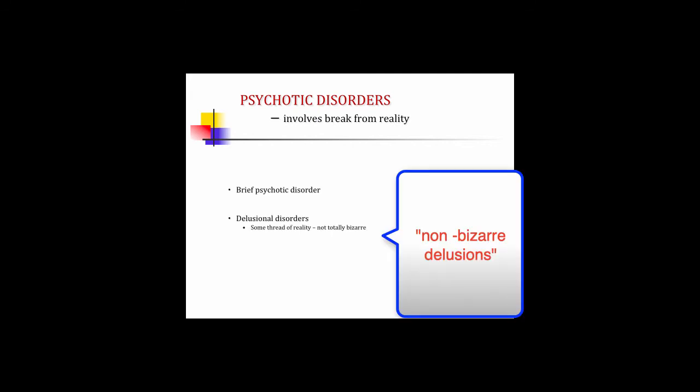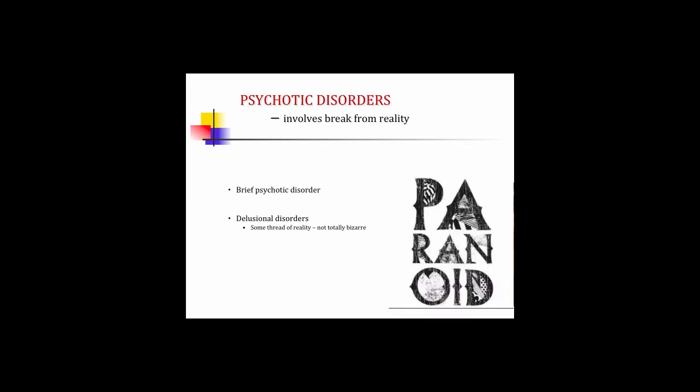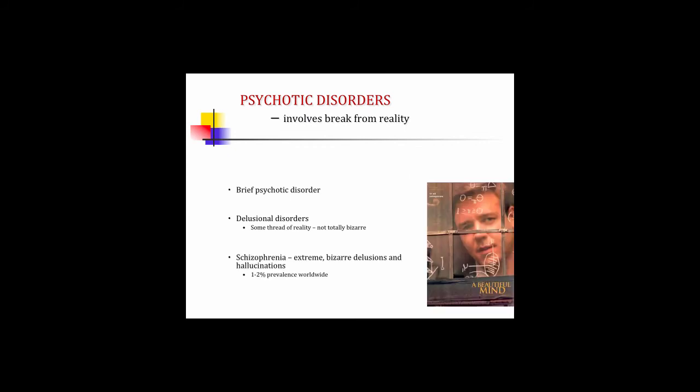Delusional disorders involve the presence of what are called non-bizarre delusions, the belief that something is occurring in the person's life that is really not out of the realm of possibility. Perhaps their partner is cheating on them, or they believe they're being poisoned or followed, something that could be possible but isn't really happening. And they continue to socialize and function normally, apart from this unfortunate delusion.